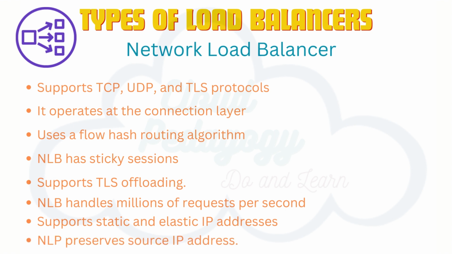NLB preserves source IP address. It preserves the source IP address of the client when sending the traffic to the backend. With ALB, if you look at the source IP address of the request, you will find the IP address of the load balancer. While with NLB, you would see the real IP address of the client, which is required by the backend application in some cases.